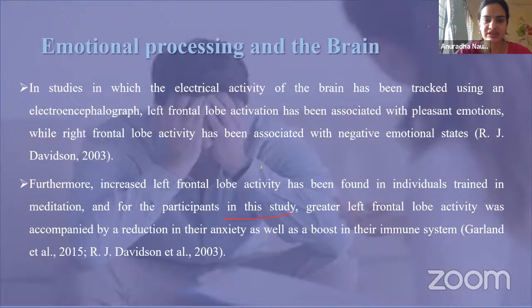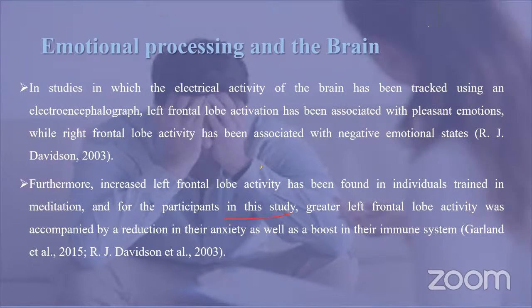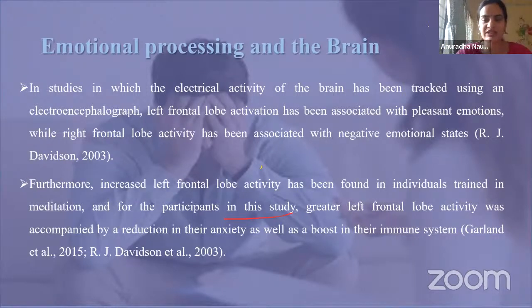In studies in which the electrical activity of the brain has been tracked using an electroencephalogram, left frontal lobe activation has been associated with pleasant emotions, while the right frontal lobe activity has been associated with negative emotional states. Again, the left frontal lobe, which is this far side of the brain, or you can check for yourself, which is left, has been associated with pleasant emotions, like emotions of happiness, being happy, being proud, a general happiness state.